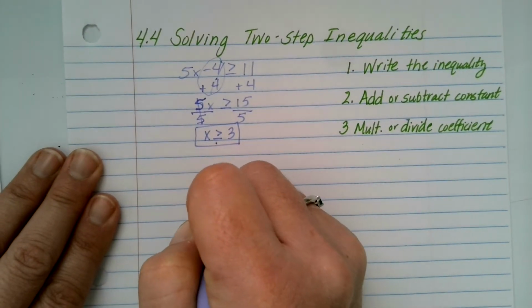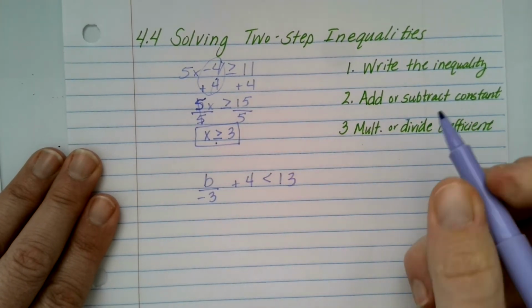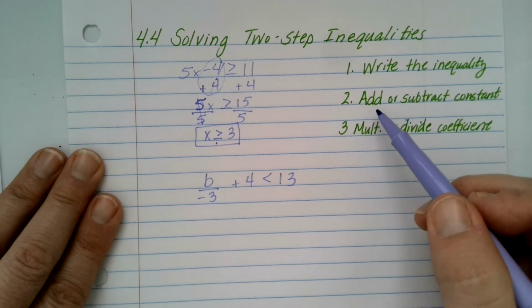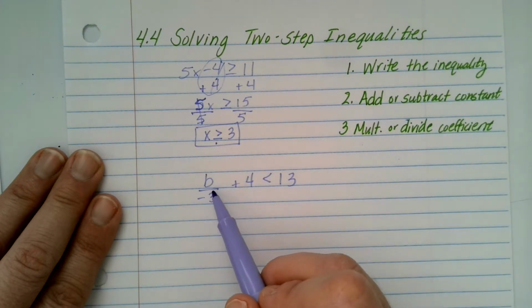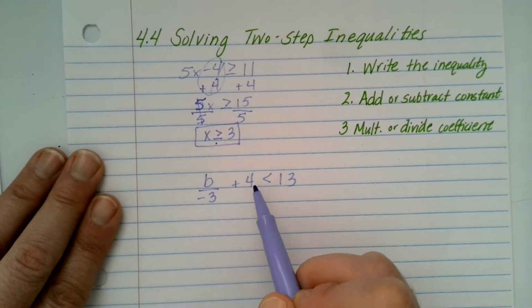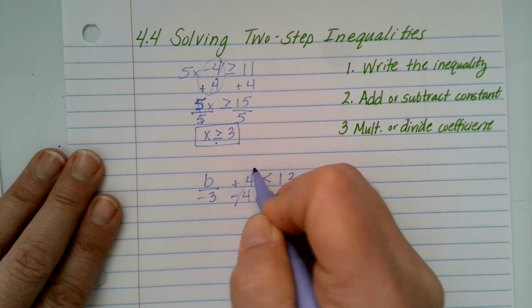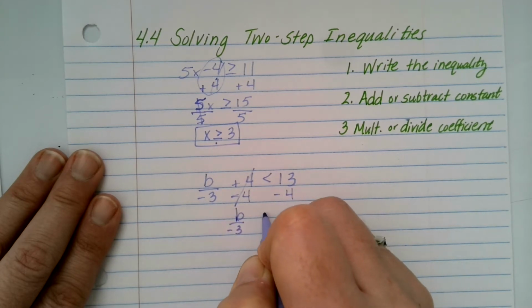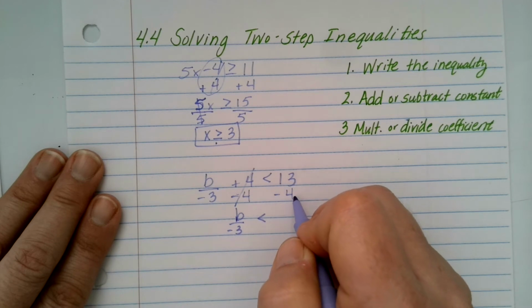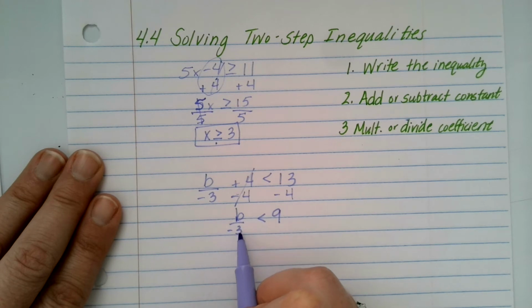We have b divided by negative 3 plus 4 is less than 13. So step number 1, write the inequality. We did it. Step number 2, add or subtract the constant that's on the same side as our variable. This is the constant we're talking about. So it's plus 4. The opposite would be to subtract 4. So we're going to do that to both sides. That cancels out, and we still have b divided by negative 3 is less than 13 minus 4, which gives us 9.